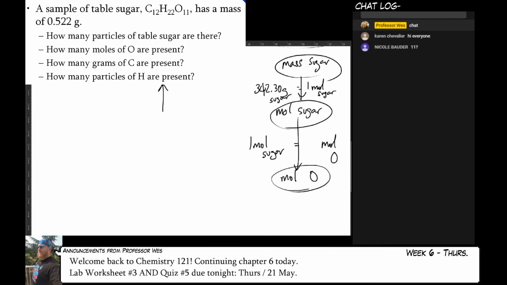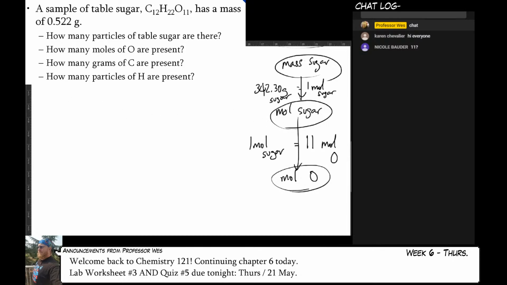11 is right. Very good. Because you got that number from the coefficients in the formula. There's an 11 in the oxygen, a 22 in the hydrogen, and a 12 in the carbon. So if we're using something else, we'd use one of those other numbers. But since we want oxygen, we take the number for oxygen. Let me get rid of this thing.